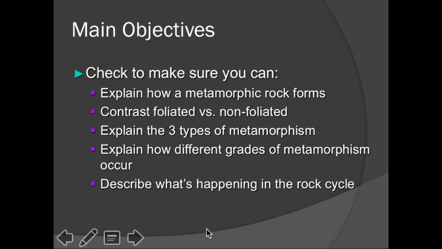Now that we've finished this section, make sure you know how a metamorphic rock forms. Make sure you can explain the difference between foliated and non-foliated, explain those three types of metamorphism, explain how you get those different grades of metamorphism, as well as be familiar with the rock cycle and how any rock can become any type of rock if you put it through the right process.